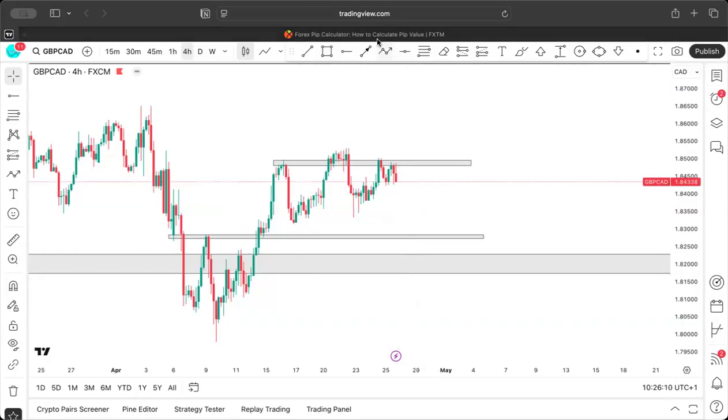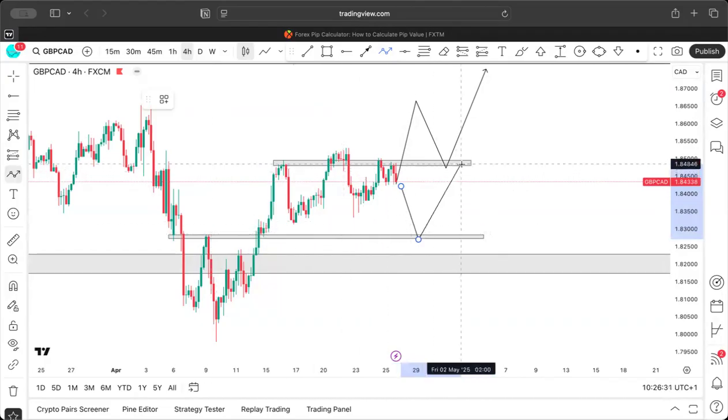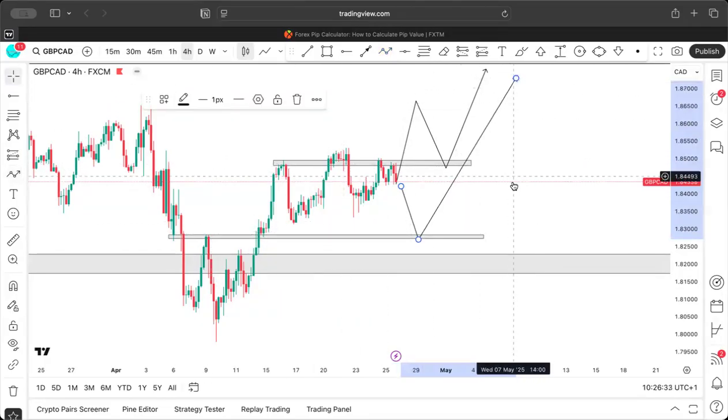What I will be waiting for on this market is for it to come back. It's either come and tap into this level, or it just breaks above this level like so, retesting it to continue the bullish move, or come back and tap into this 4-hour resistance level, using it as a support, and then just keep on heading up.